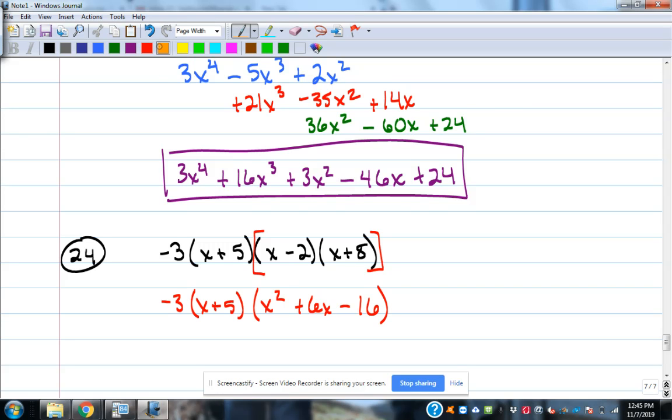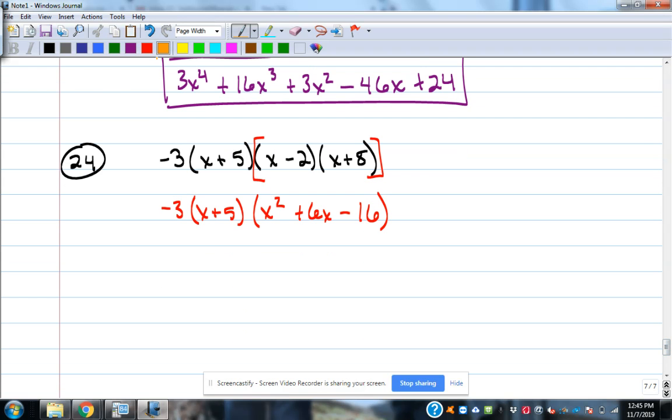And then I'm going to distribute the x plus 5 to that trinomial that's left there. So that would be x cubed, excuse me, plus 6x squared minus 16x, and then plus 5x squared plus 30x minus 80. And I'm going to simplify that part.